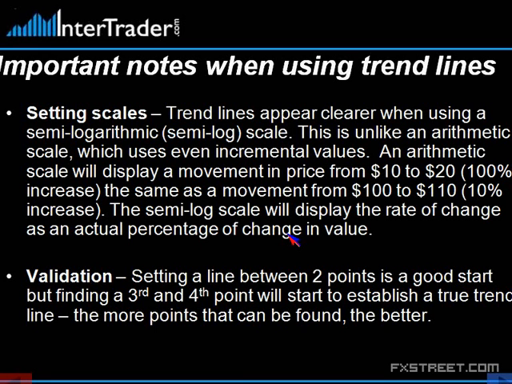So again, when we talk about validation, it really is a good place to start with two points that do connect to each other. And then obviously if there's a third or a fourth point, it's going to be even stronger. But again, you don't have to be too rigid. Sometimes you can use trend lines as a guideline to see where the market will peak out and lose momentum.